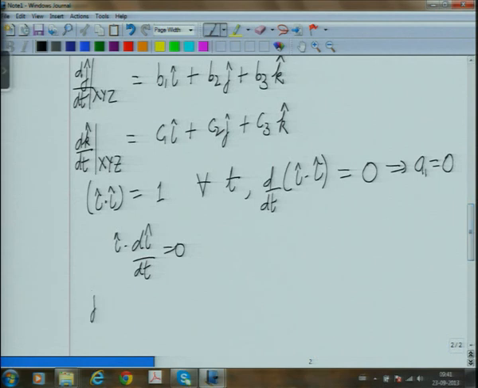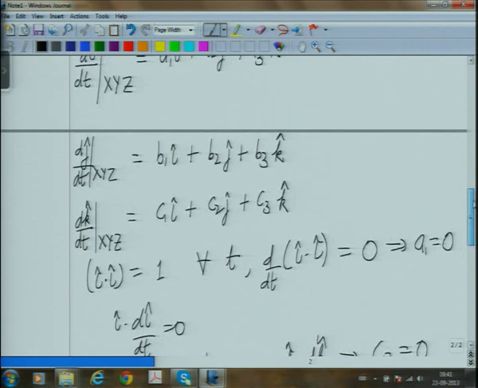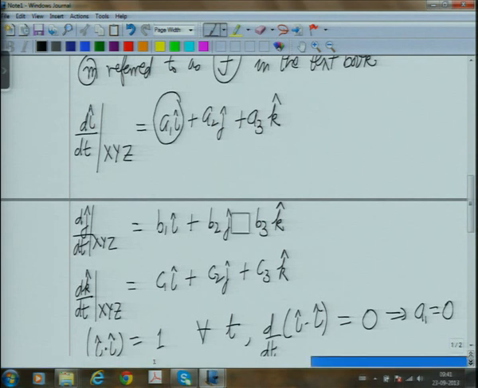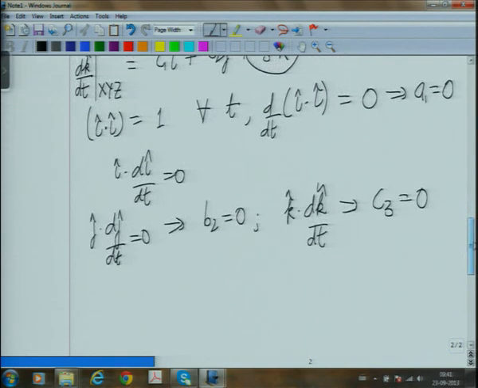Similarly, j dotted with dj by dt is equal to 0, and this will lead to b2 is equal to 0, and k dotted with dk by dt is equal to 0, and this will lead to c3 is equal to 0. That means all the diagonal terms here, a1, b2 and c3, they are all zeros.